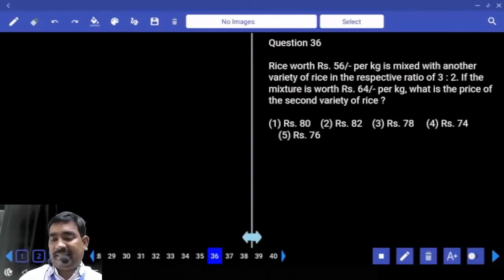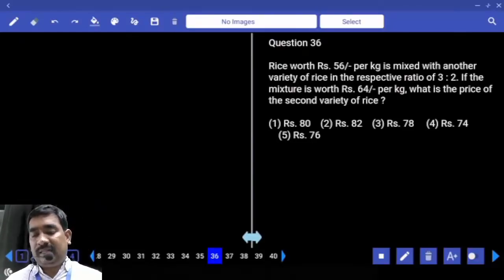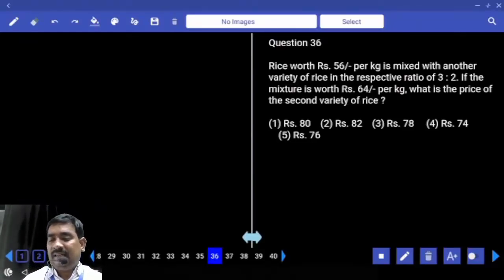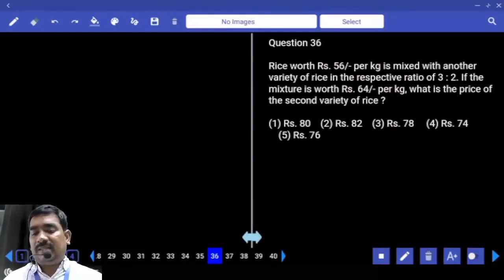Rice worth 56 rupees per kg is mixed with another variety of rice in the respective ratio of 3:2. If the mixture is worth 64 rupees per kg, what is the price of the second variety of rice?